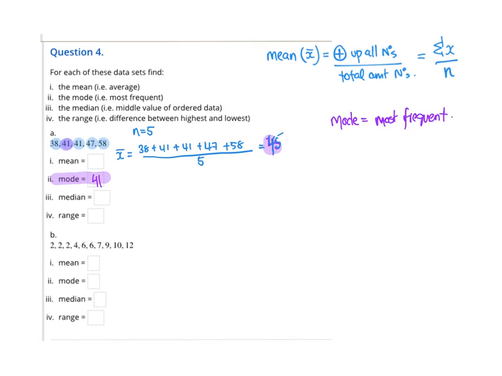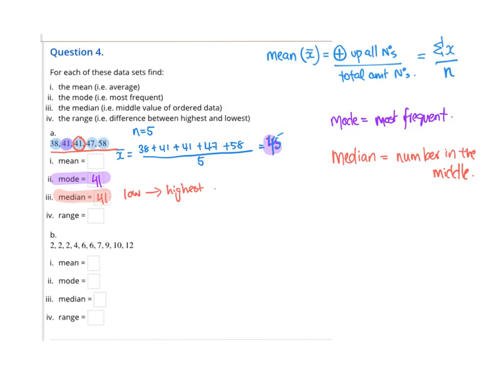If we go to do the median, does anyone know what the median is? Yep, good. It's the number in the middle. So what you need to do is make sure that they're in order, lowest to highest. Are they in that order? Yeah, so they are. And then you pick the middle one. So this would be the middle number, wouldn't it? So good, we'll write 41.